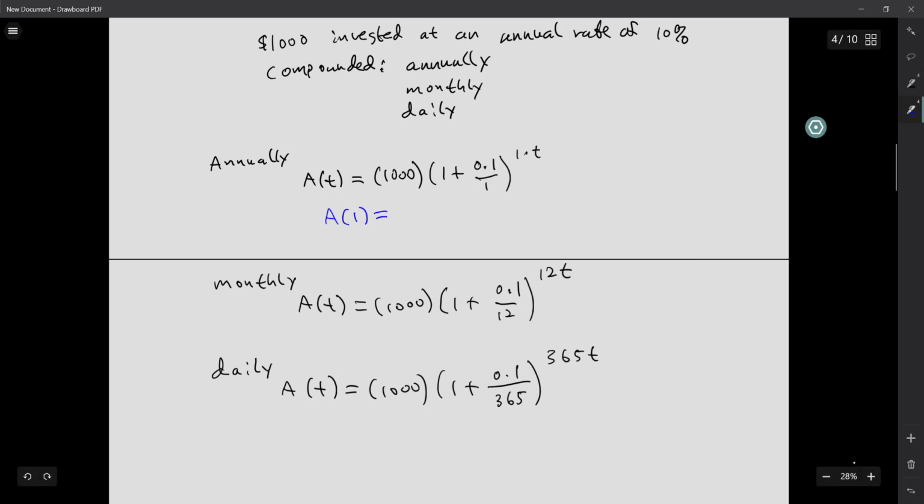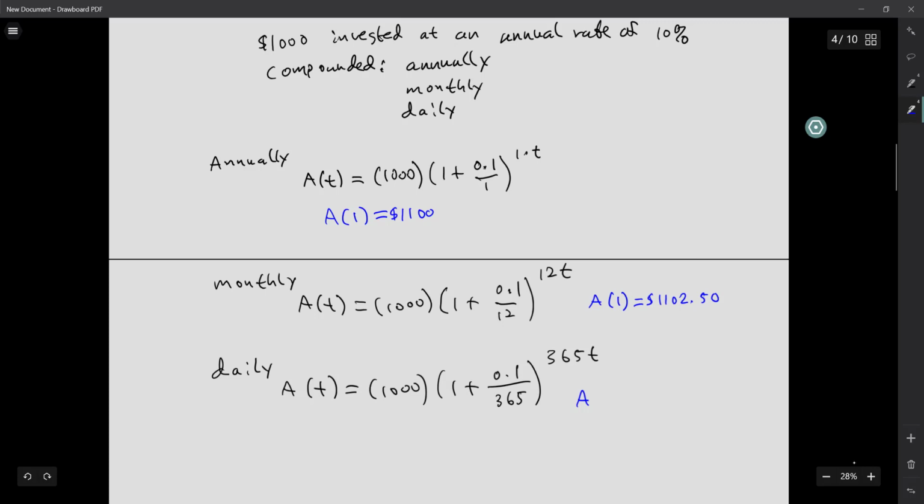Let's see, A of 1, my $1,000 should grow to 1,100, which makes sense because 10% of 1,000 is 100, and if I just apply the interest once, then I'm only going to gain $100. On the other hand, if I do this monthly, I actually get a little bit more. If I plug in A of 1 into this version, I will get 1102.50. And the reason for this is it's going to compound a little bit after the first month, a little bit more based on the previous month, on the next month, and so it just builds up slightly faster.